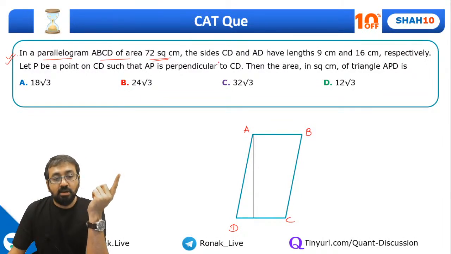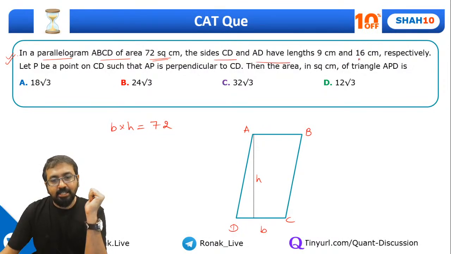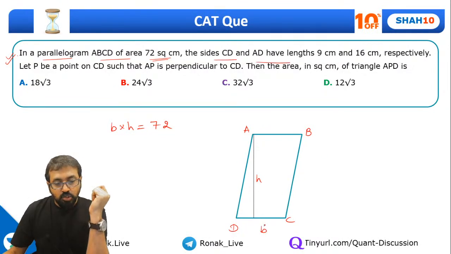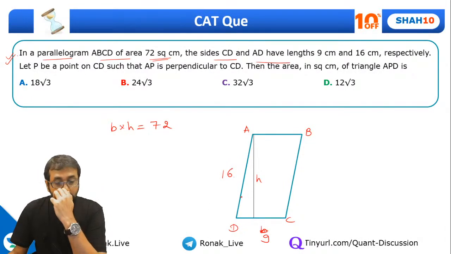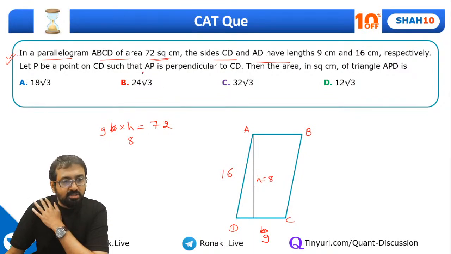As you know, in a parallelogram, area is base into height, right? If I take this height as h, base as b, so I know b into h is given as 72. The sides CD and AD have lengths 9 centimeter and 16 centimeter. So CD, this complete is 9 centimeter and this is 16 centimeter, right? So of course, you can easily make out the height because b is given as 9 centimeter, so this height should be 8 centimeter. So okay, we can find out this.